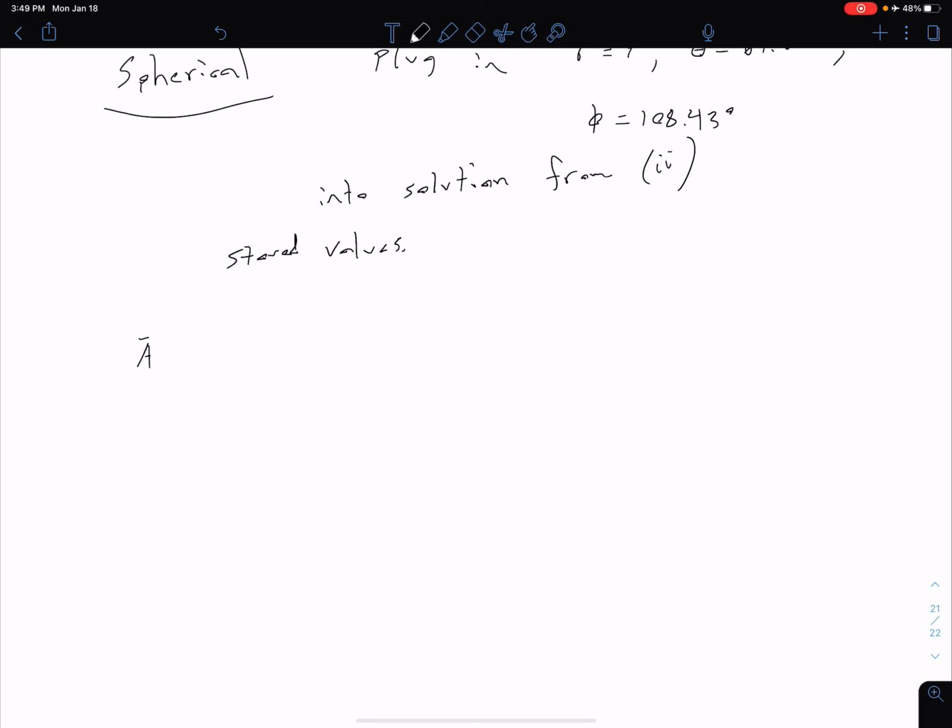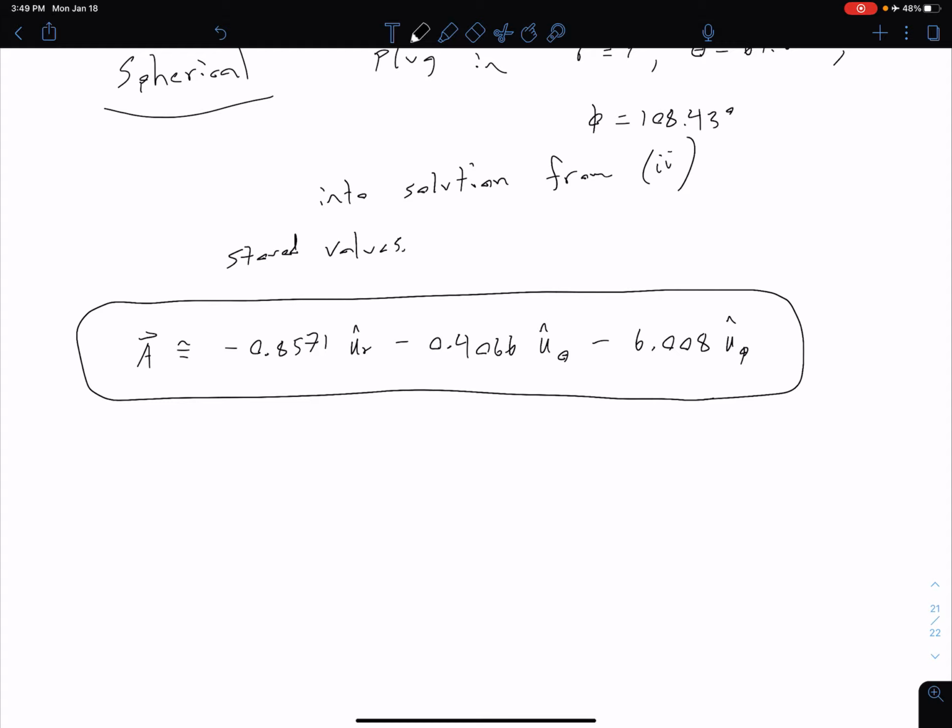And so the end result we get is that our vector A evaluated at that point P in spherical coordinates is approximately -0.8571 in our R direction, minus 0.4066 in our theta direction, minus 6.008 in our phi direction.